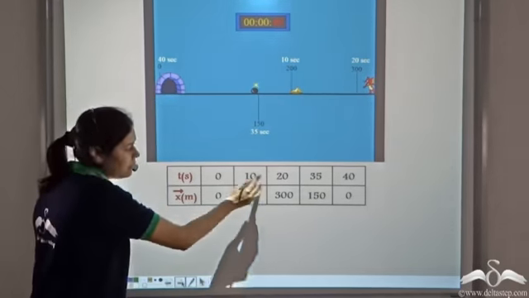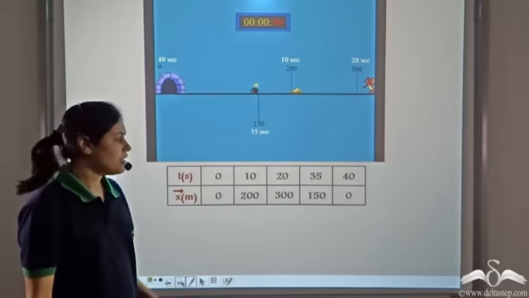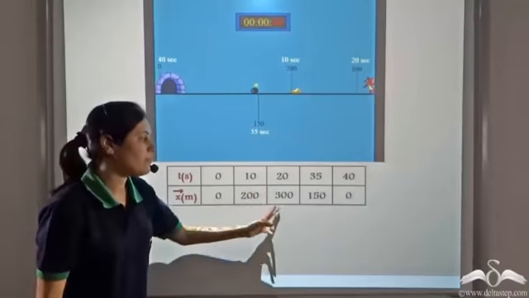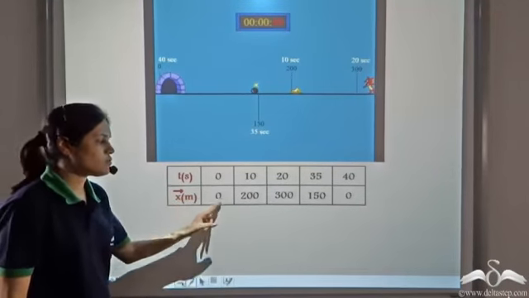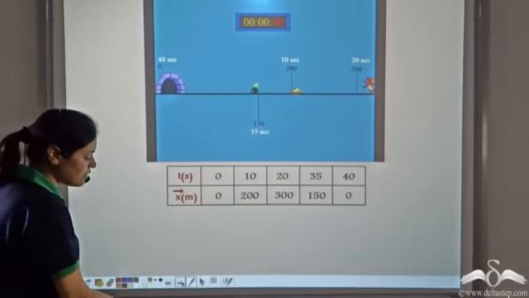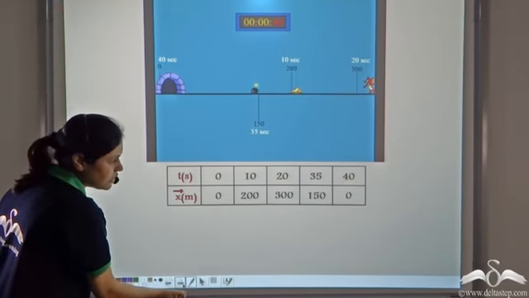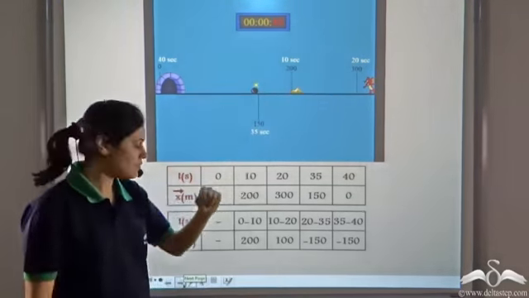So this table gives us the position vector of Jerry at different points in time. So this is a position vector. It denotes the position in meters and time in seconds. Given this, we can find out the displacement of Jerry in different time intervals.